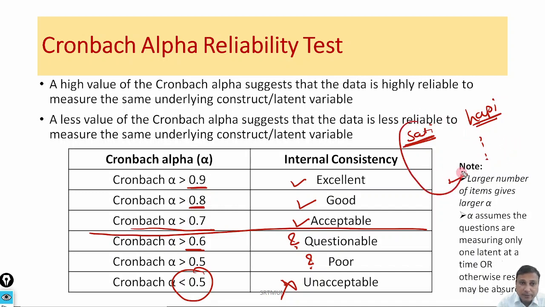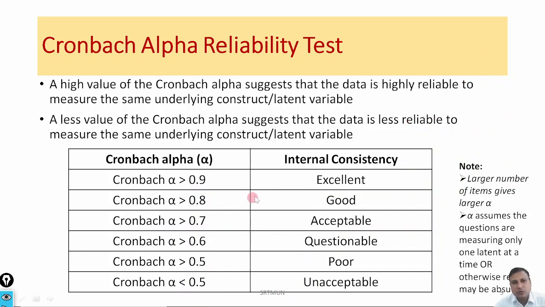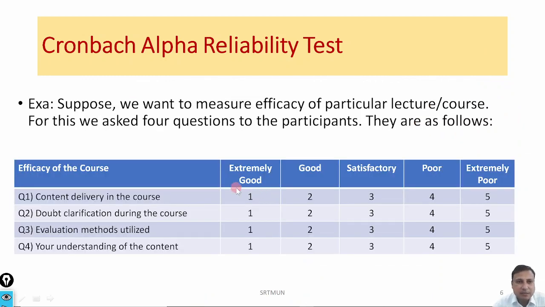First, I'll have to perform Cronbach alpha on the satisfaction questions. Then separately, I'll have to perform Cronbach alpha on the happiness questions. Fine. So let me now demonstrate with one example how we can compute and how we can read and interpret the Cronbach alpha value.